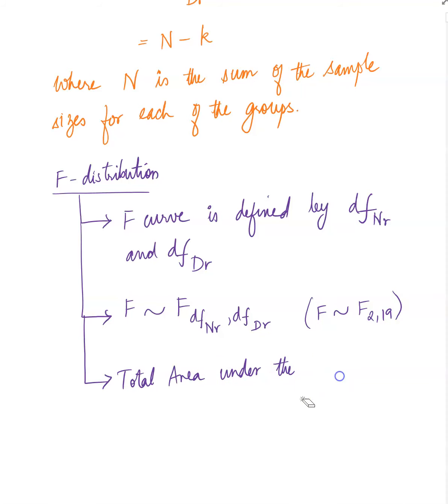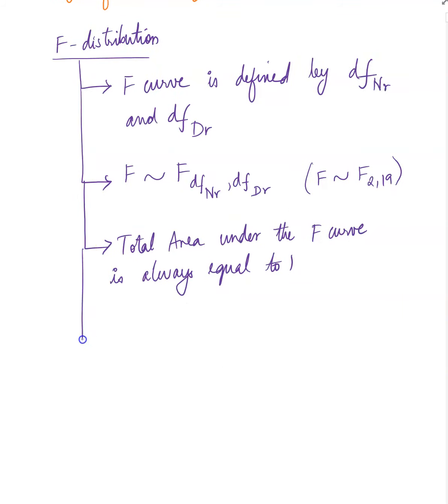the F curve is always equal to, that's interesting, no matter what the shape is, it's always going to be equal to 1. And the F distribution curves are also skewed to the right. Okay, and the F values are always greater than or equal to 0.